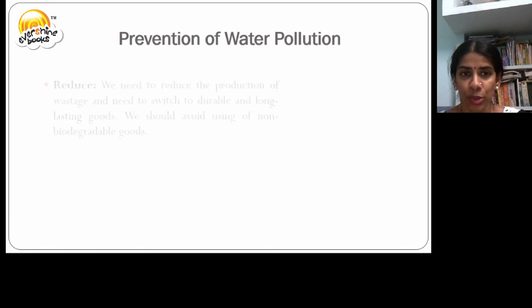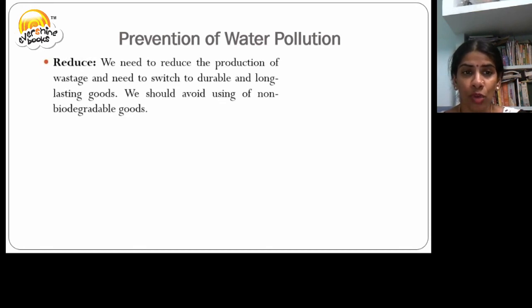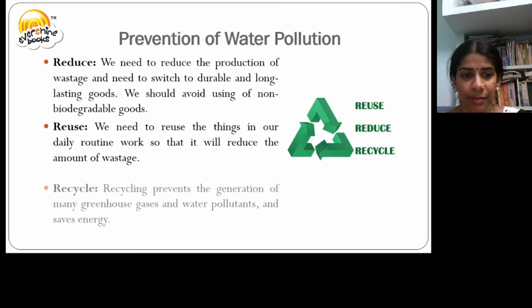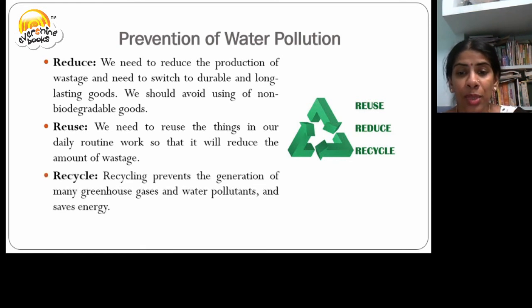Prevention of water pollution. We need to reduce the production of waste and switch to durable and long lasting goods. We should avoid using non-biodegradable goods. The next is reuse. We need to reuse things in our daily routine so that it will reduce the amount of waste. Recycle. Recycling prevents the generation of many greenhouse gases and water pollutants and saves energy. So, the prevention of water pollution can be done by the 3 R's: reduce, reuse, and recycle.